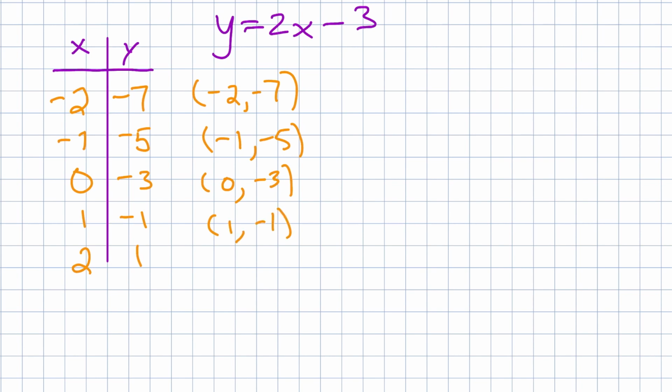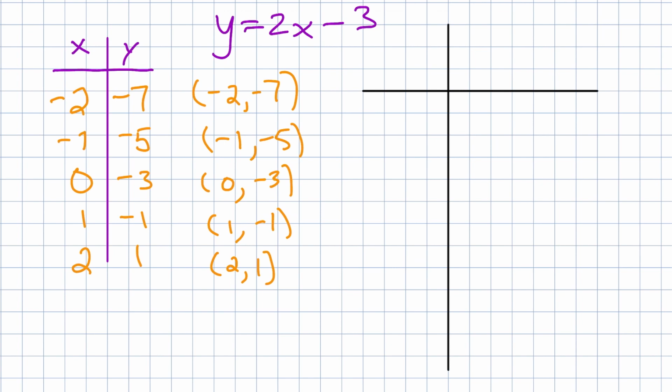All right, here are my 5 points. I'm going to go ahead and make an XY plane. So again, the x-axis goes left and right. The y-axis goes up and down. And I'm going to go ahead and plot these 5 points. So (-2, -7): left 2, down 7. Then left 1, down 5.